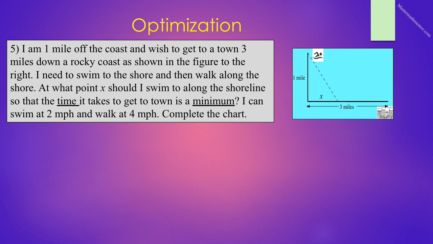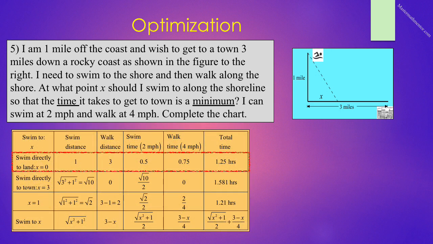We know that I can swim at 2 miles per hour and walk at 4 miles per hour. We have a chart to complete as well. The chart is time consuming to fill out, but once you do, you will find that the solution almost writes itself. Let's let X be the distance from the perpendicular to which you swim.